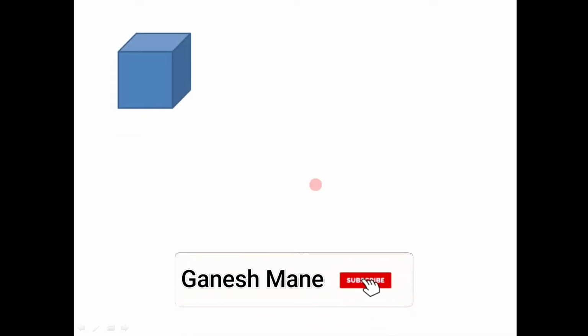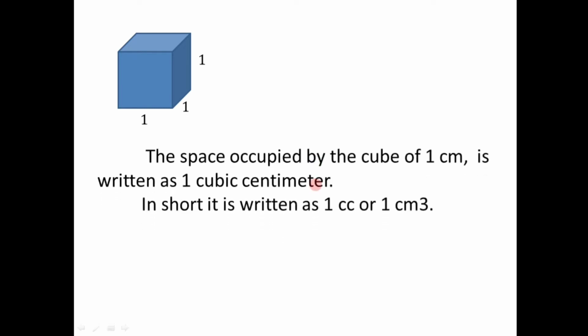Now let us illustrate this concept by having one example. Suppose there is a cube given with length 1 centimeter, breadth 1 centimeter, and height is also 1 centimeter. As this is a cube, length, breadth, and height are equal. Now if we have to find the volume of this cube, then the space occupied by this cube, which has length, breadth, and height 1 centimeter, is written as 1 cubic centimeter, and it is written as 1 cc or 1 centimeter cube.